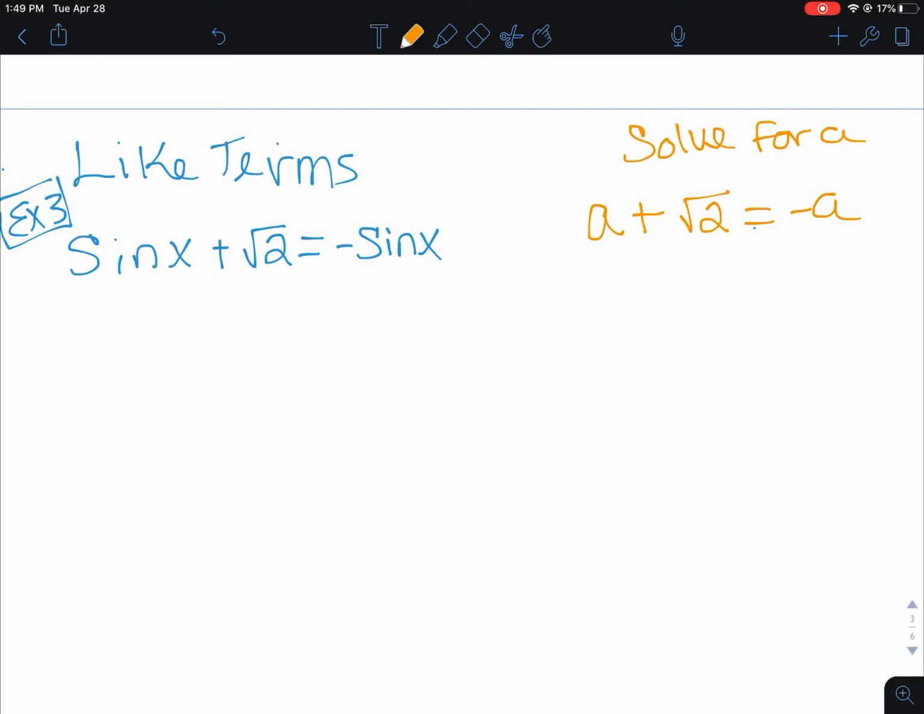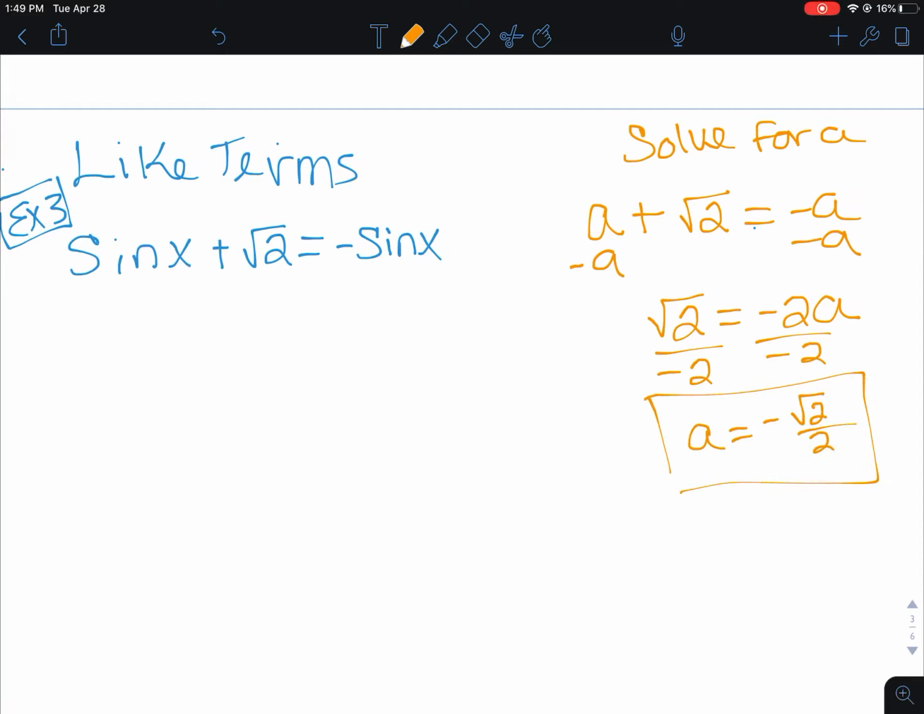Well, the first thing that we would do is combine like terms from opposite sides, right? So I would subtract a from both sides, and the square root of 2 is equal to negative 2a, and divide by negative 2. So a is equal to the negative square root of 2 over 2, right? Well, this is really the same thing here. If we treat sine of x and negative sine of x like a and negative a, you're just combining like terms. So you can always do that with the same trig function.